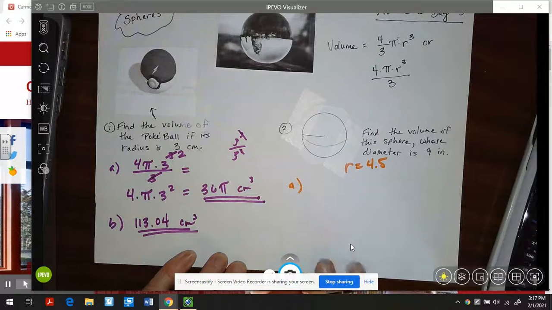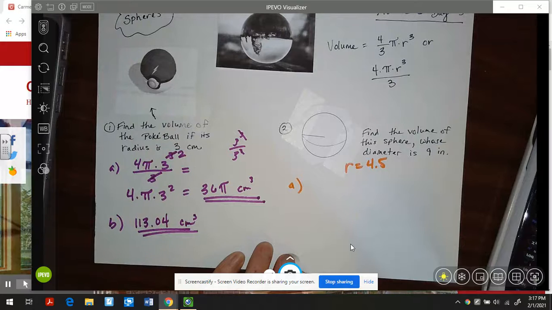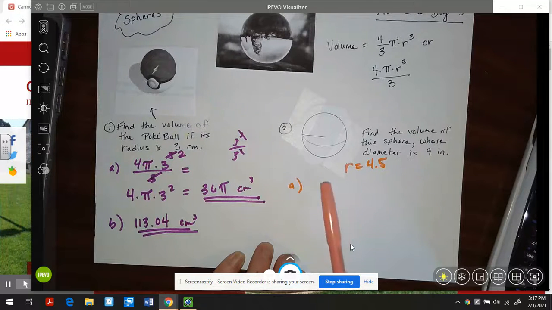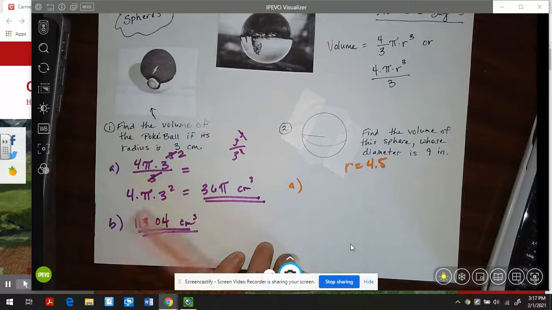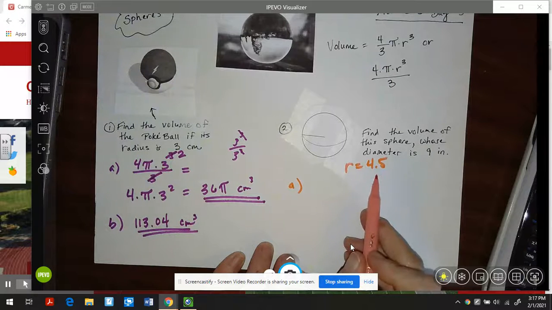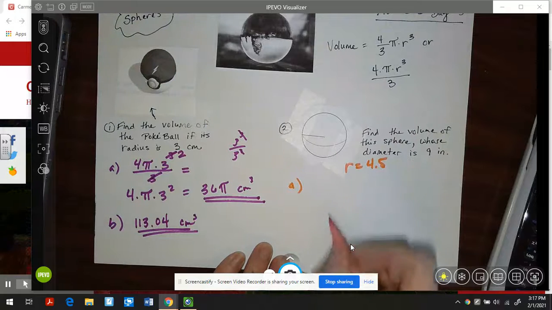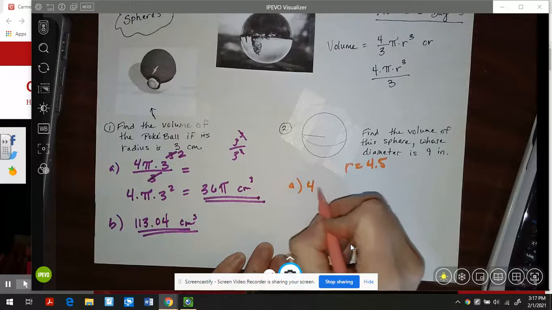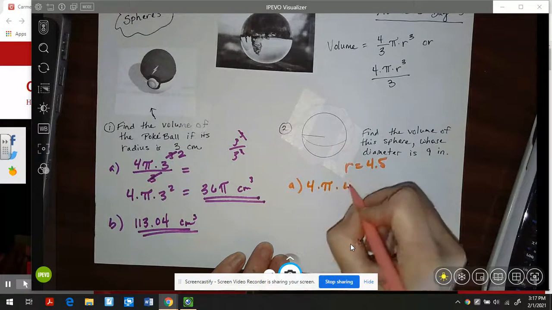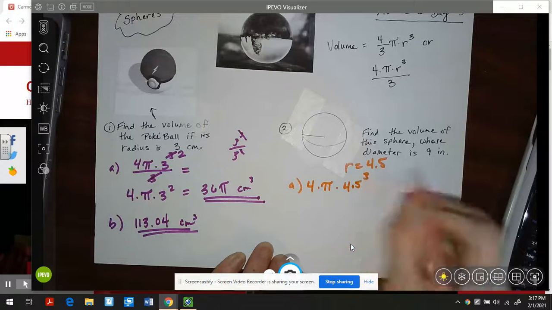So here we go. I should tell you that with the volume of a sphere, you might actually get a decimal answer because we're starting with a decimal radius. If you start with a whole number radius, you should reduce and get fraction answers with pi. But in this case, because that's a decimal to begin with, we will use a decimal throughout. So the formula is 4 times pi times radius cubed divided by 3.